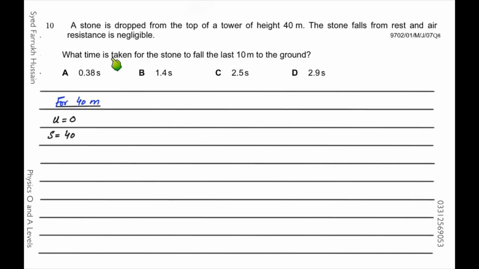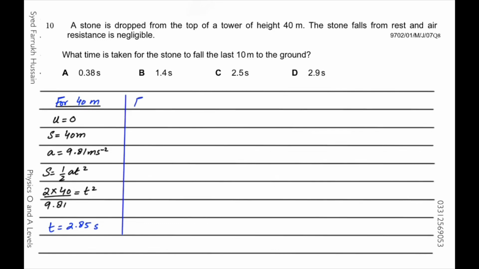Now in this question, a stone is dropped from the top of a tower 40 meters in height, and you have to find the time taken by the stone to fall the last 10 meters to the ground. First I am solving for 40 meters of the fall, like the total journey for the stone. The time taken by the stone to fall 40 meters will be found by this solution. T is equal to 2.85 seconds. This is the total time taken by the stone to fall 40 meters.